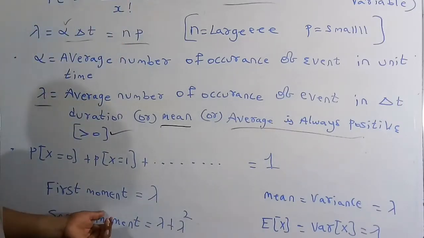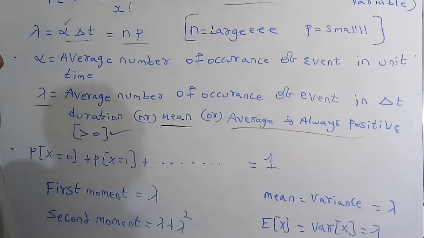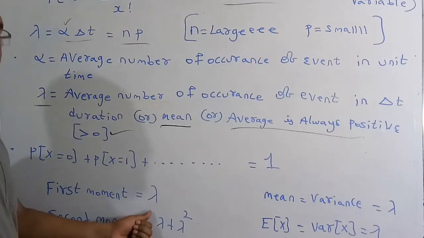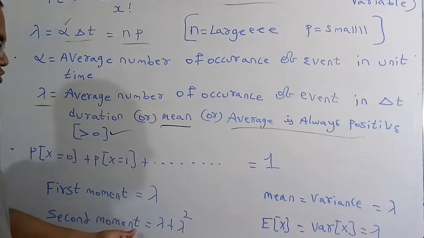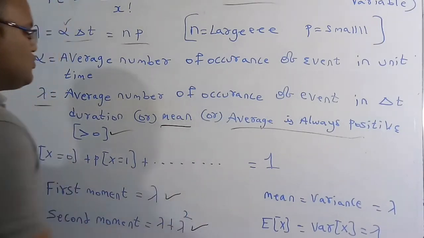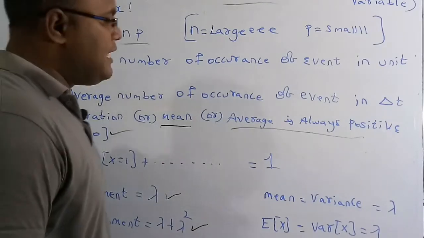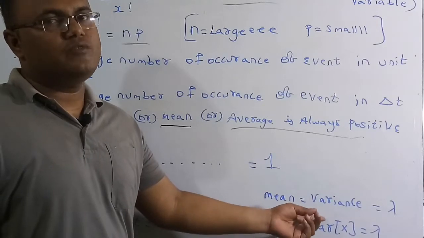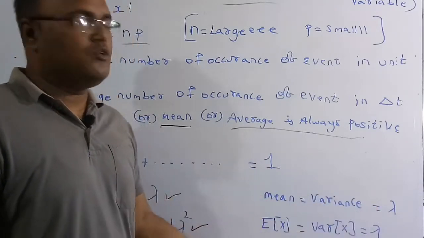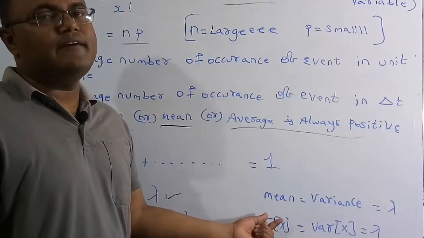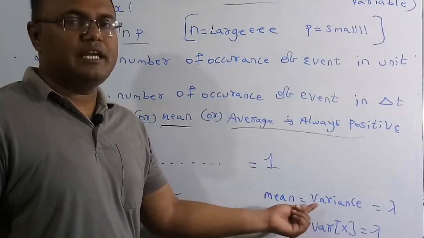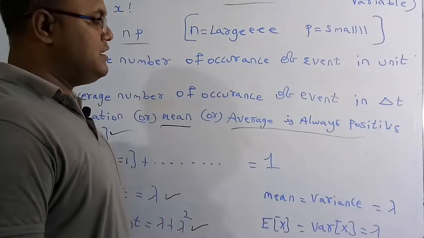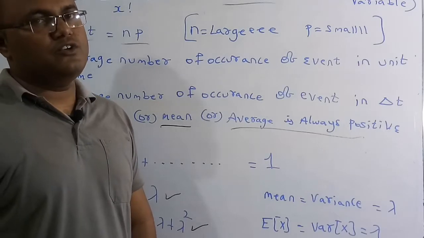Suppose they ask you about the first moment in the Poisson distribution: it is equal to lambda, and the second moment is equal to lambda plus lambda square. So first moment means lambda, second moment means lambda plus lambda square. Therefore, in the Poisson distribution, the mean value is always equal to the variance value. Mean is nothing but the average value, and the variance is also the same.